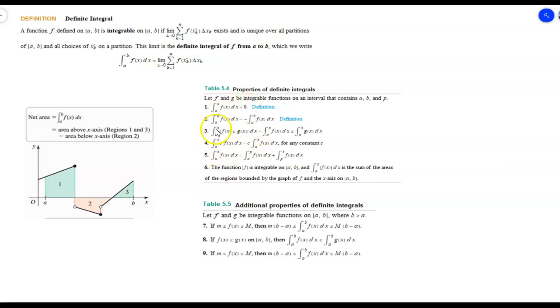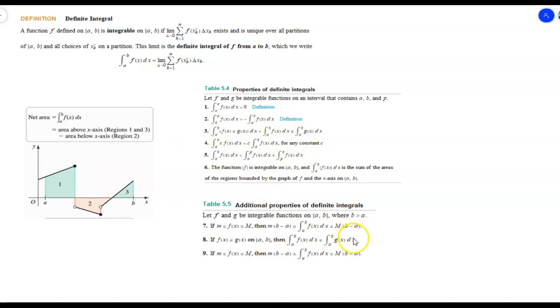We have a property that if you reverse the limits, so instead of going from a to b, we go from b to a, it just changes the sign of our original integral. So if the original integral going from a to b is 60, then going from b to a would be negative 60, and vice versa. You can also, with the addition rule, or the sum rule, break them up into separate integrals.